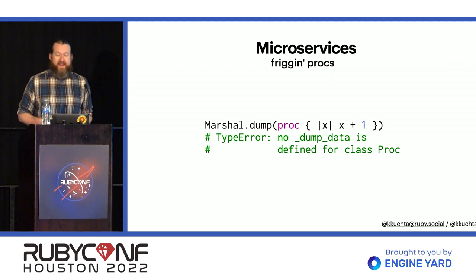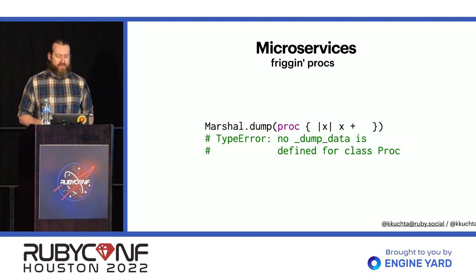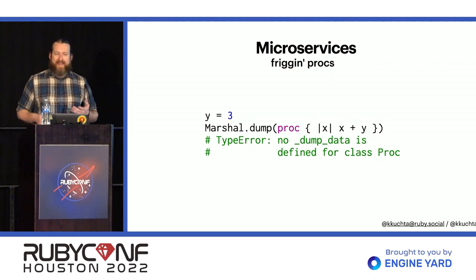Procs can reference any arbitrary Ruby code. They can reference variables outside of themselves, classes outside of themselves, methods, constants, globals, whatever. And so in order to serialize a proc, you would have to serialize the entire program execution context somehow. So there's just no way to coherently serialize a block. So obviously, we are going to incoherently serialize one.